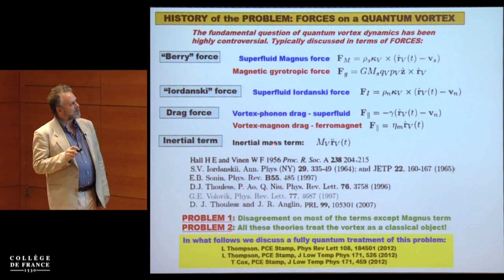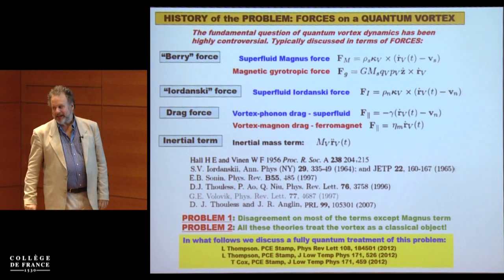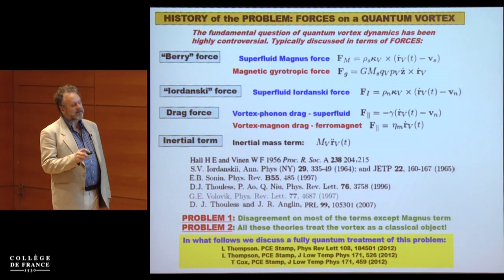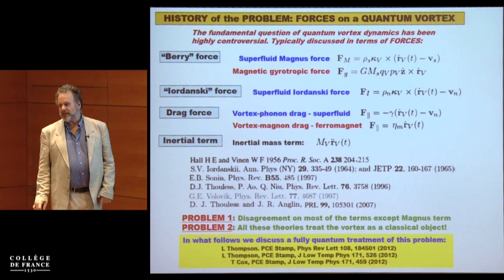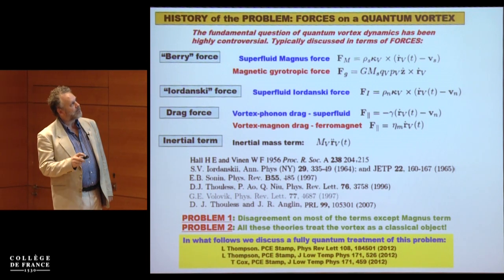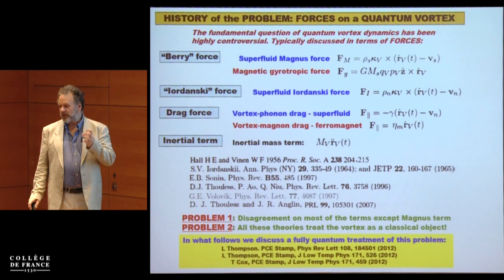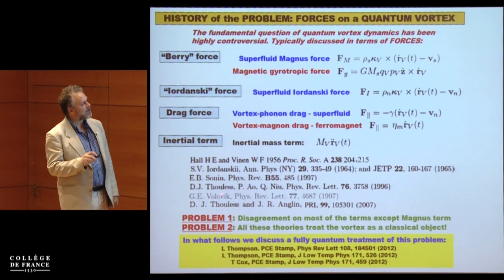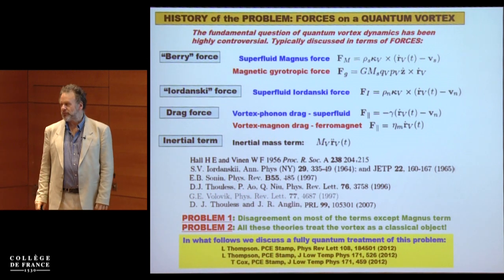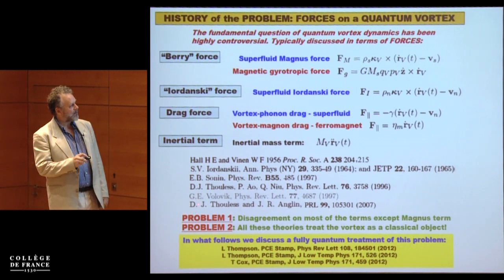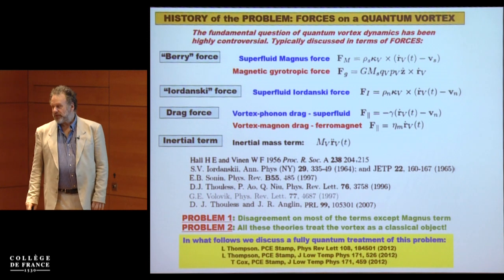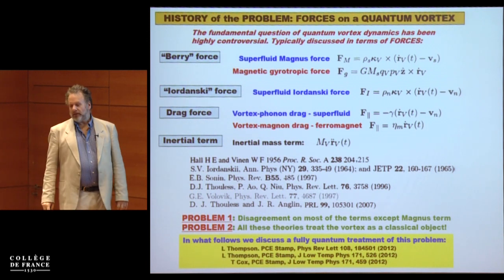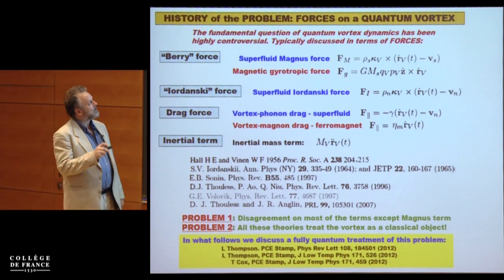And then finally, this vortex is supposed to have an inertial mass. So this is a classical analysis of the dynamics of a vortex. We imagine the vortex has some coordinate. It's like a solid object moving through the superfluid, and these are the forces that are supposed to act on it. The problem is that nobody could agree on what these forces were. In fact, it was argued by Thales over a 20-year period that the Jordansky force did not even exist. And there have been a lot of arguments about the magnitude of these forces.